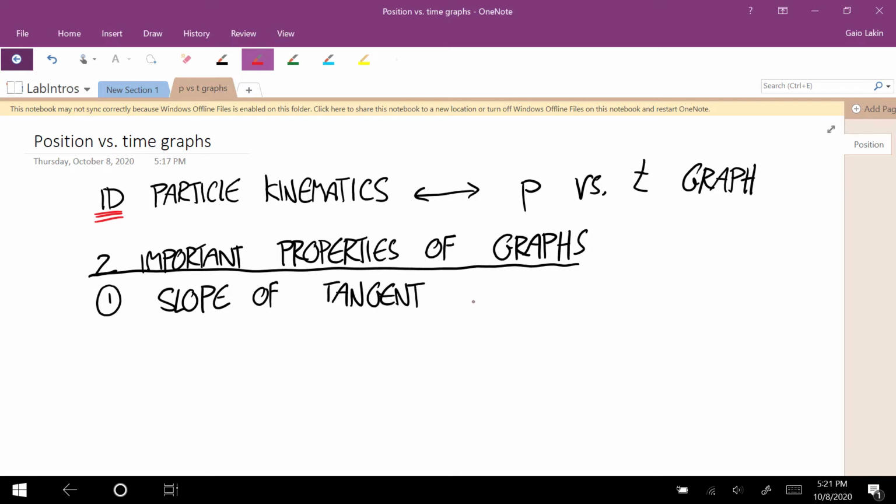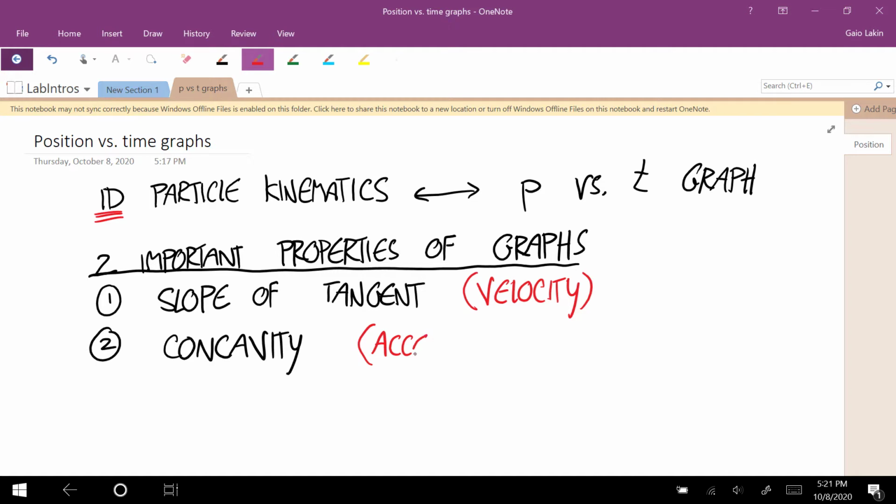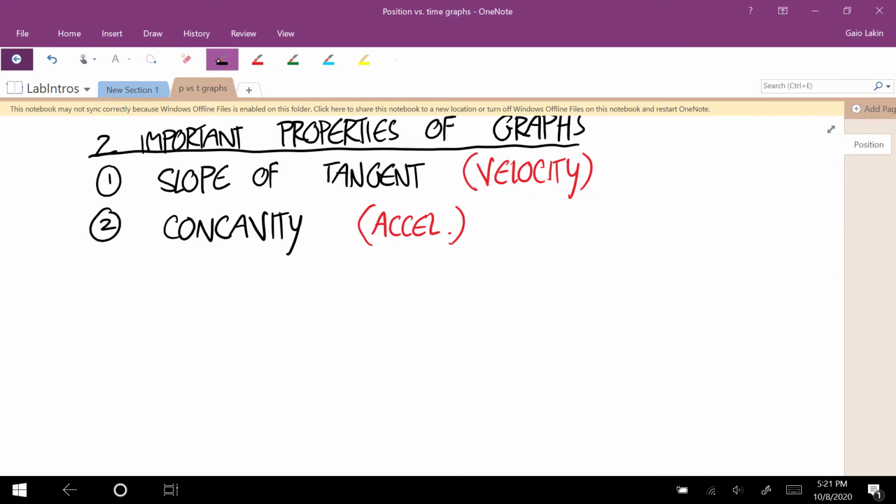And just looking ahead, this is what I'll talk about in a second. This is going to be related to an object's velocity when it's on a position versus time graph. And the second thing is the concavity of the graph. And that's going to be related to the acceleration. Okay, so let me go through these in order. So the first thing that we have to talk about is the slope of the tangent line.